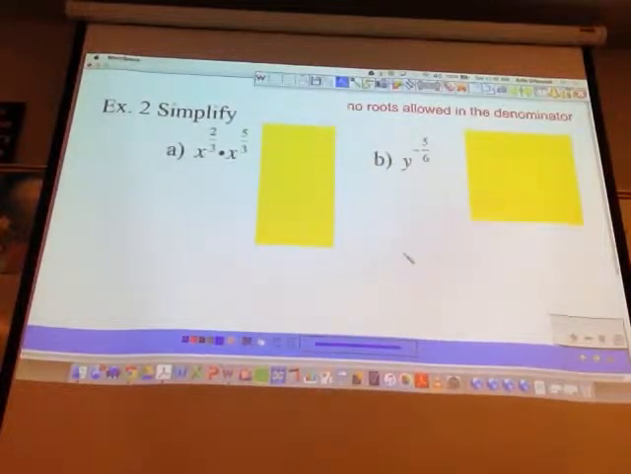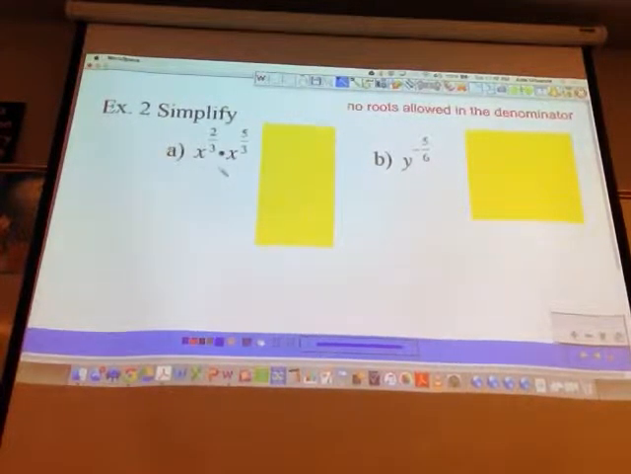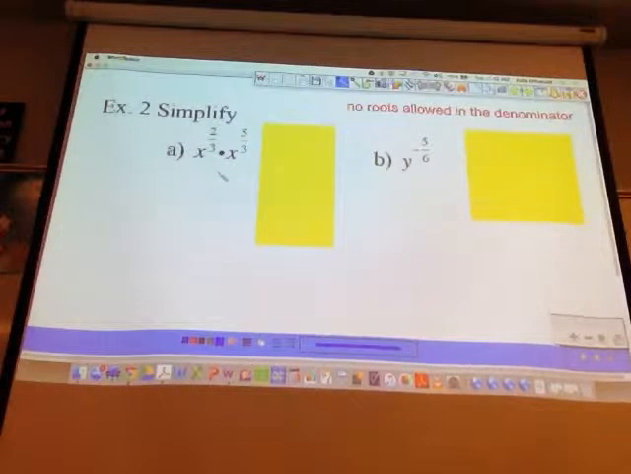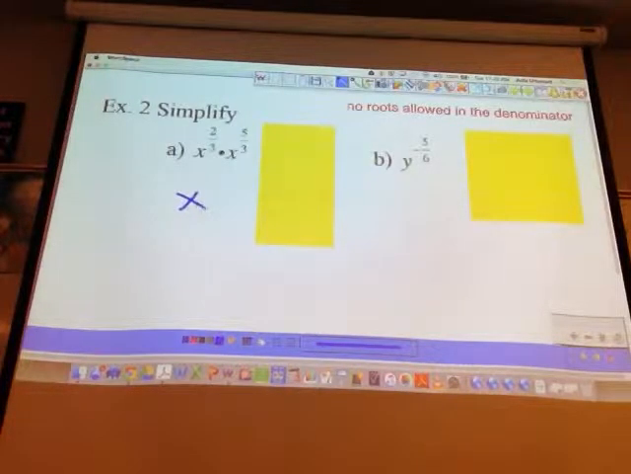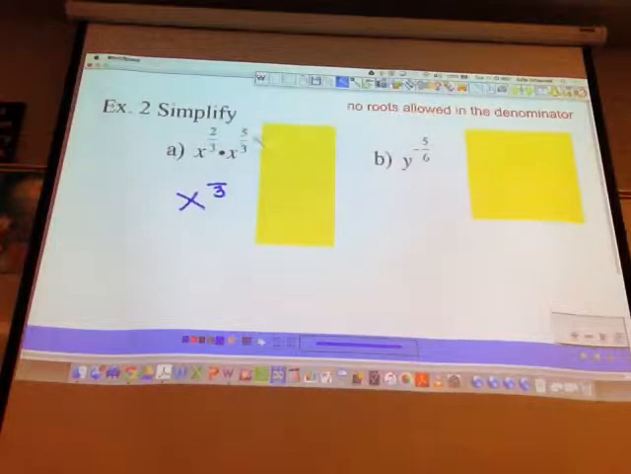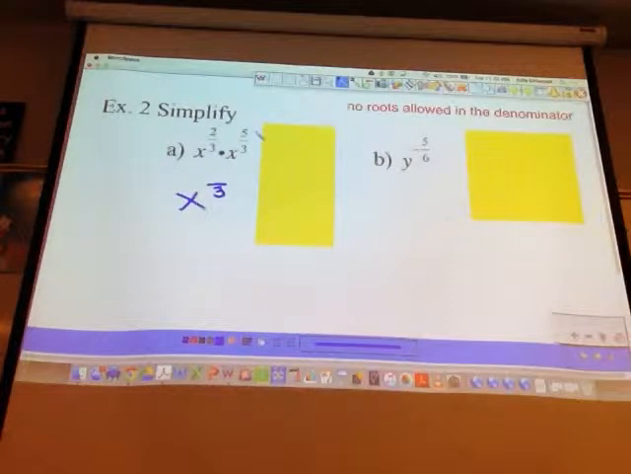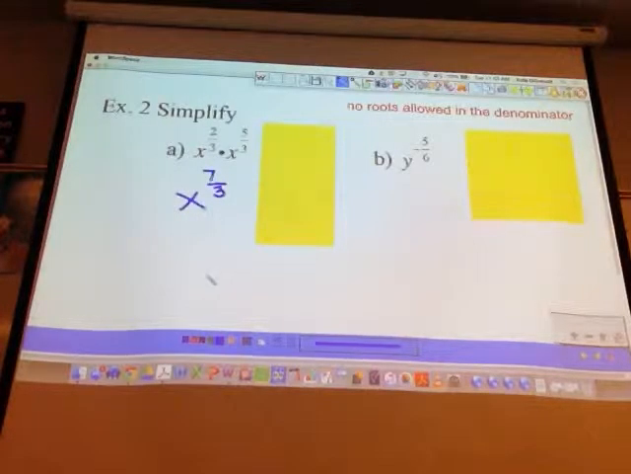So number 2, letter A. When they have the same base, we're going to use the same rules that we had for exponents. You had in the past that if you're multiplying two powers together, you add their exponents. Okay, so let's do that now. That is x to the... when you add fractions, you keep the denominator the same, but you add the numerators. 5 plus 2 would be 7/3.